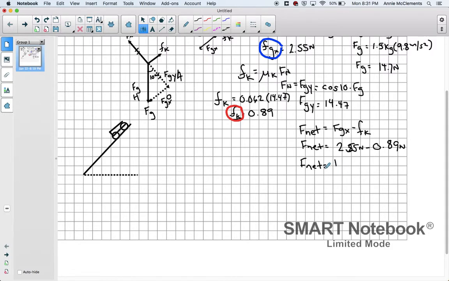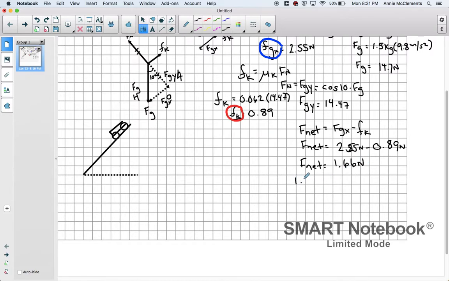Fnet will equal 1.66 newtons. There we go. Calculator error there.